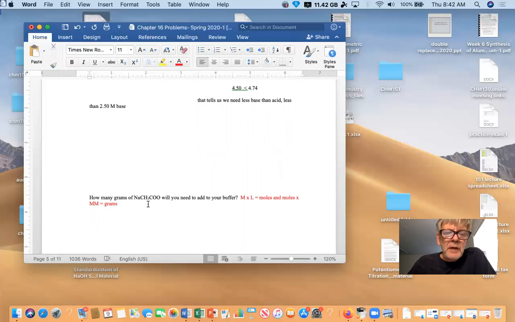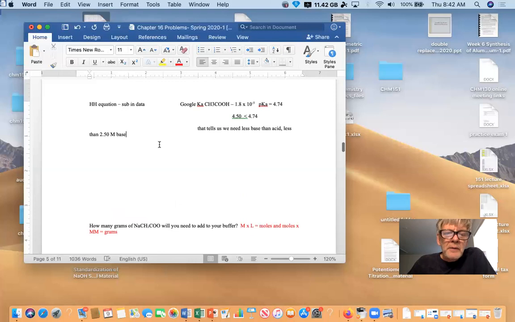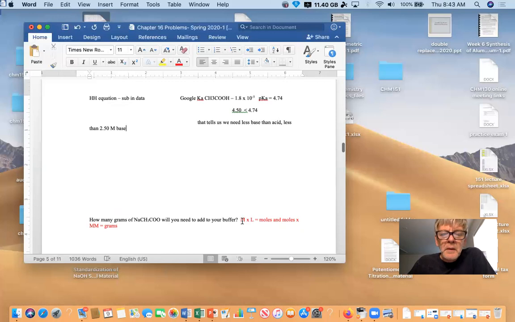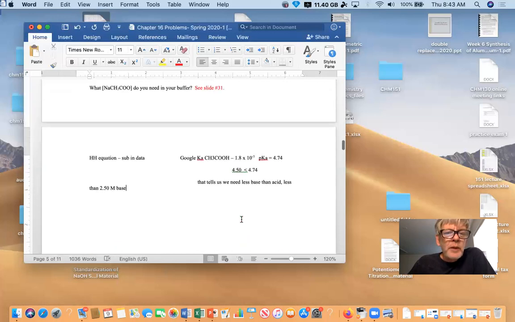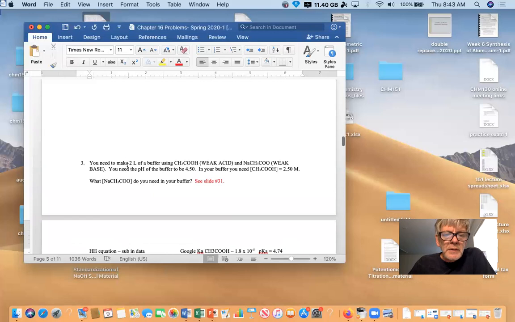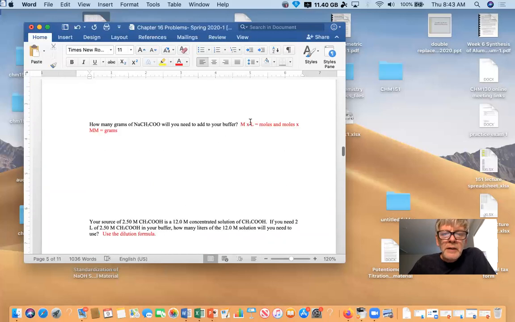So now then, the rest of it is like if you were actually doing this in the laboratory. Now that in this part of the question, we solve for molarity of base. Well, if we know molarity of the base, if we know the liters of the solution, we just remember molarity times liters equals moles, and moles times molar mass gives us the mass of this that we would need to then go weigh out.